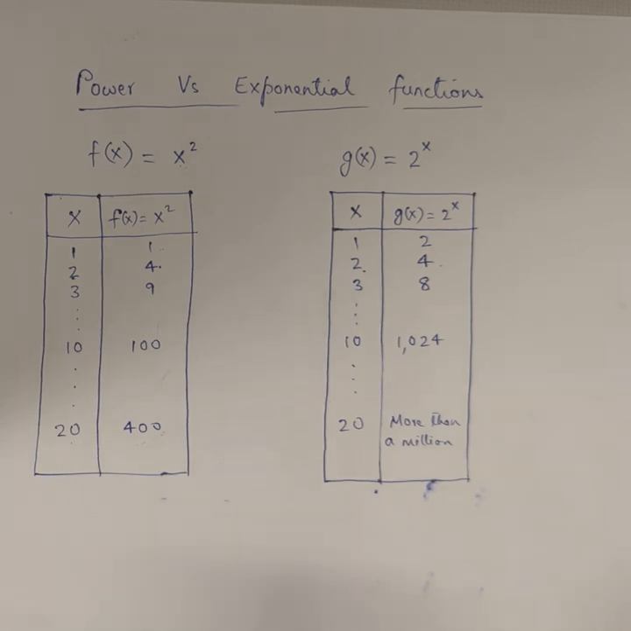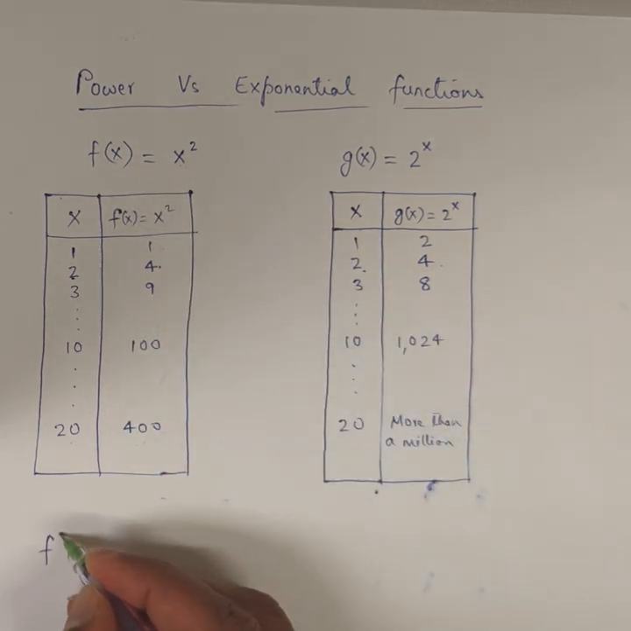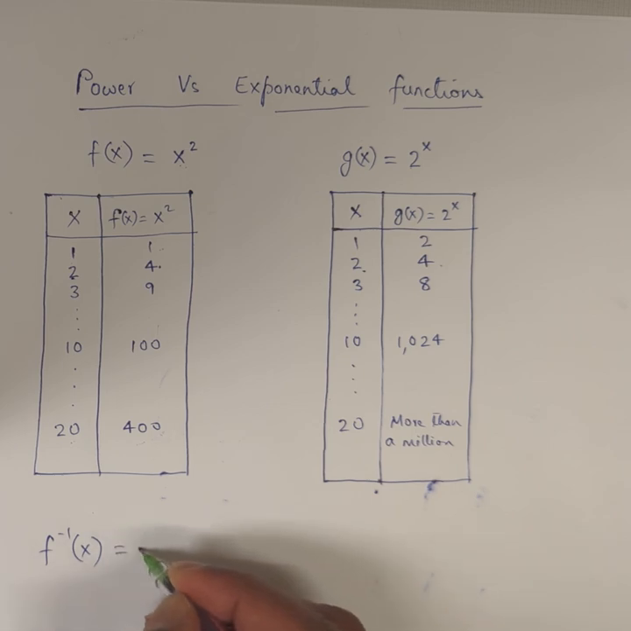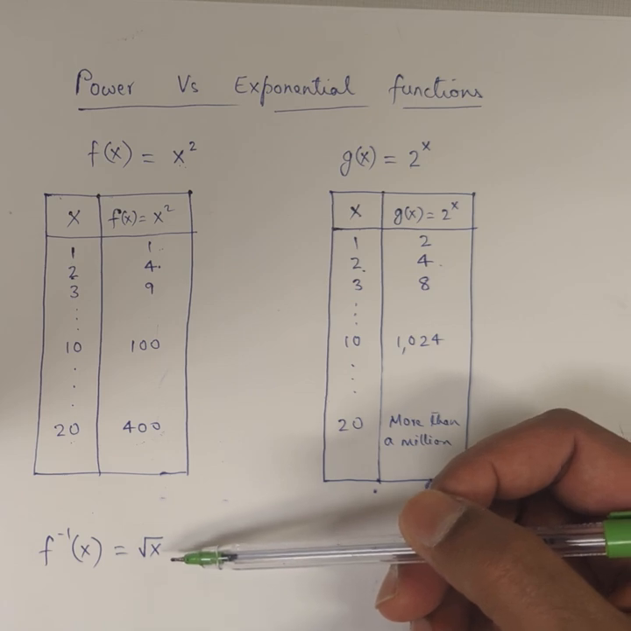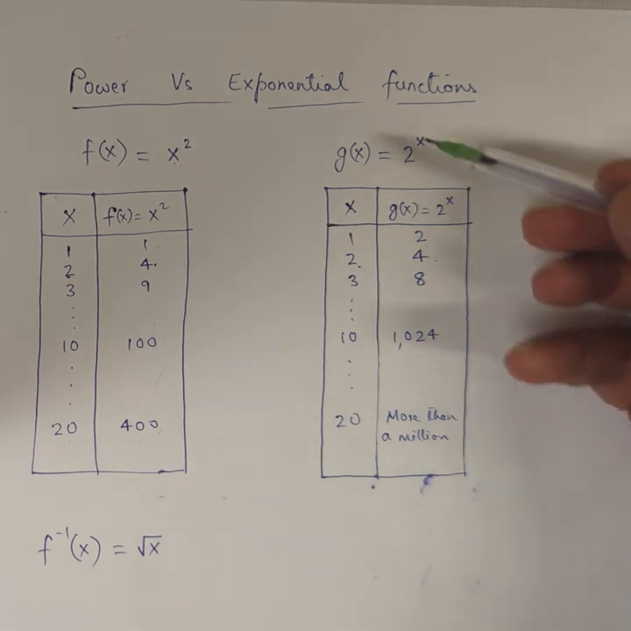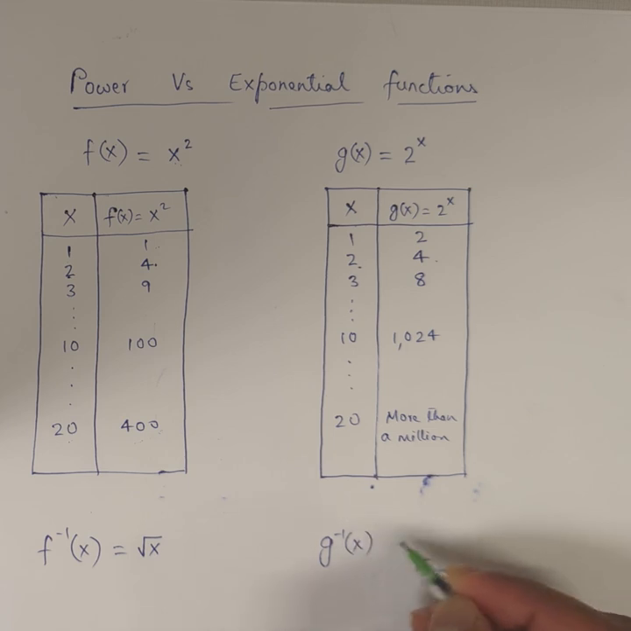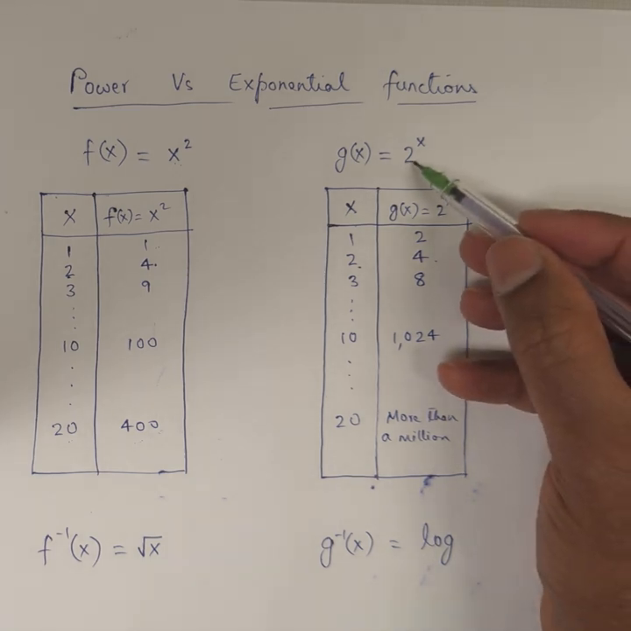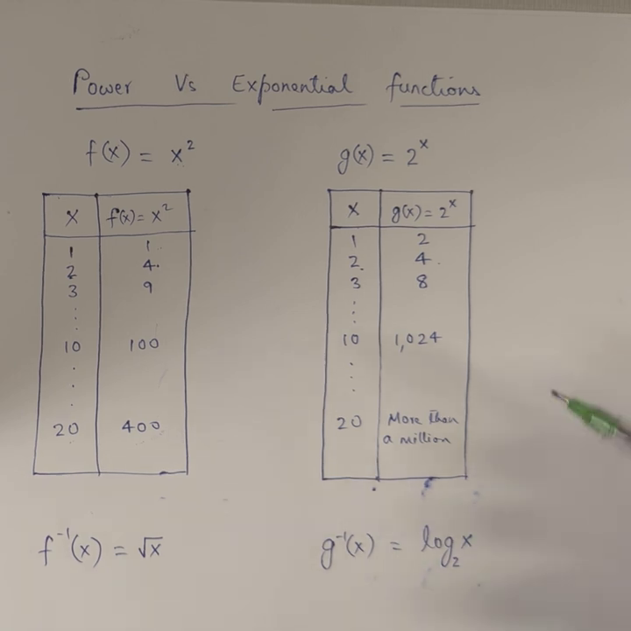Now, let's also talk about their inverses. The inverse of square function is square root. So if x square grows, then square root x also grows, but it does not grow as rapidly. Now what is the inverse of an exponential function? It would be called logarithm. So this will be log, and if the base of the exponent is 2, then the inverse of 2 to the x is log base 2 of x.